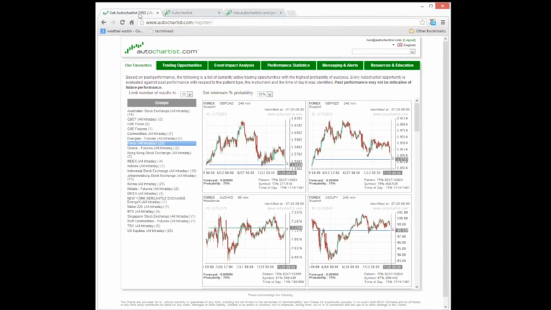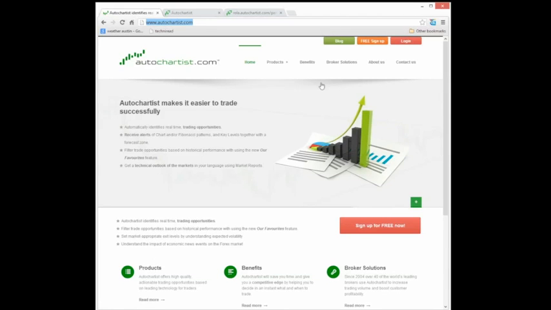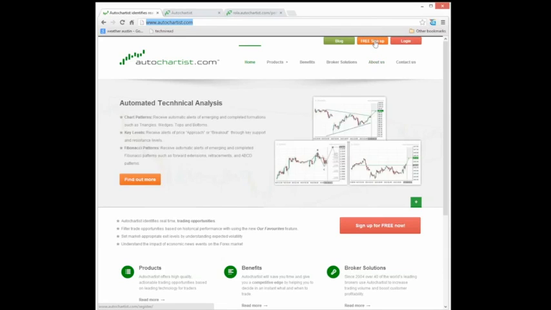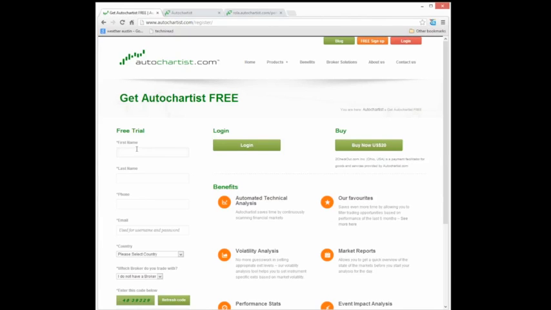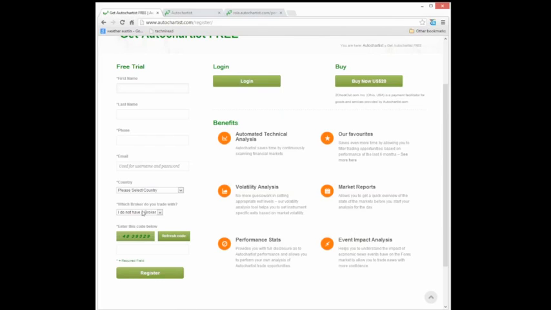Okay, so let me go back to our homepage. If you go to www.autochartist.com, I'm just going to wait for my screen to update. On the top right-hand side of the screen, you'll find a little button called Free Sign Up. It's orange in color. I'm sure you can all see that. You click on Free Sign Up and fill in your details: your first name, your last name, your phone, email address, your country, and which broker you use. That's just more for our statistics. And register, and you should be up and running in just a few moments.